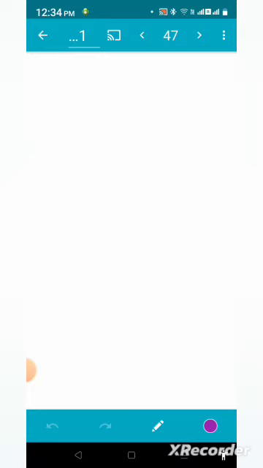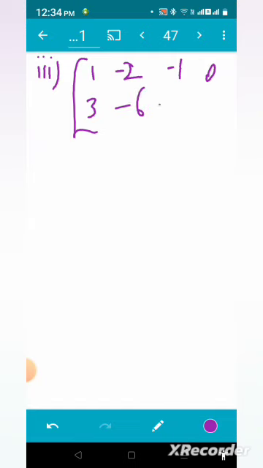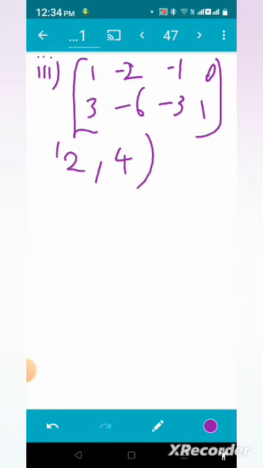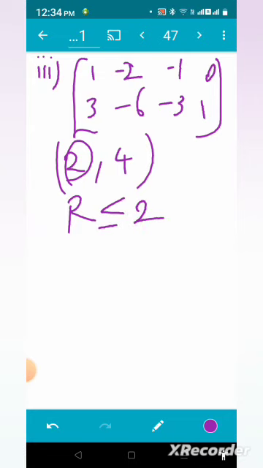Then the third part given in the question is 1, minus 2, minus 1, 0, 3, minus 6, minus 3, 1. So this is 2 rows and 4 columns, a 2 row, 4 column matrix. The minimum number is 2. So R is less than or equal to 2.